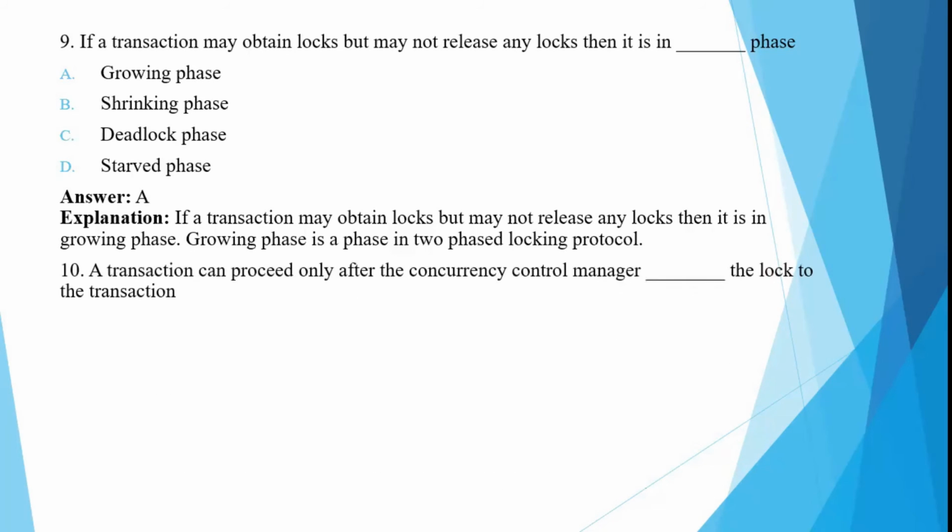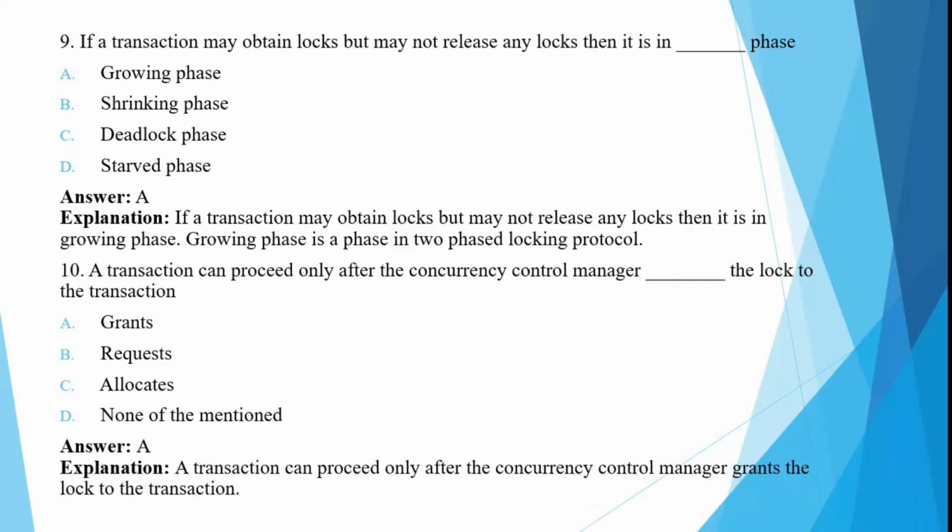Next one, a transaction can proceed only after the concurrency control manager dash the lock to the transaction. Options are: grant; next one, request; third one, allocates; and the last one, none of the mentioned above. And the right answer is A. A transaction can proceed only after the concurrency control manager grants the lock to the transaction.